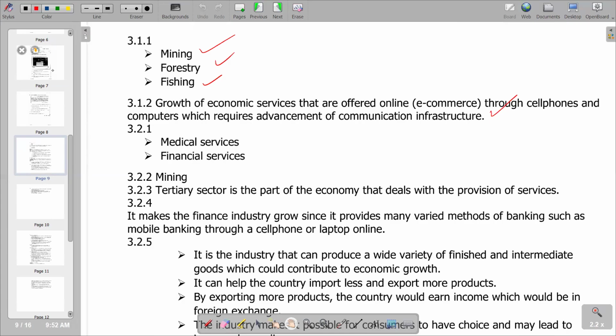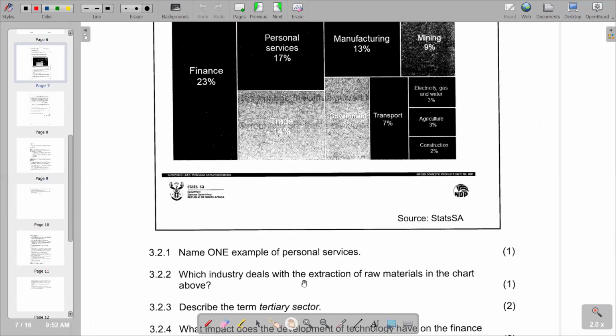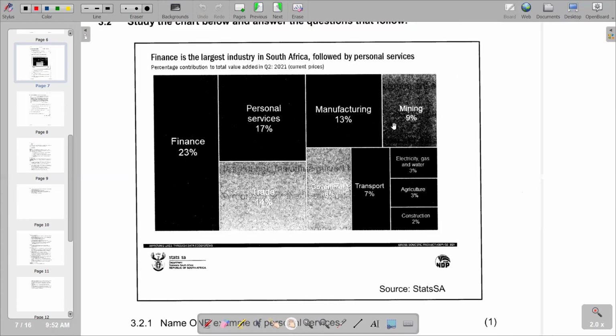Financial services can also be a personal service. So moving on to the next question, which industry deals with the extraction of raw materials in the chart above? Which does the extraction of raw materials? Obviously, this is mining. Mining is the one that does extraction of raw materials. So we have mining as the correct response.